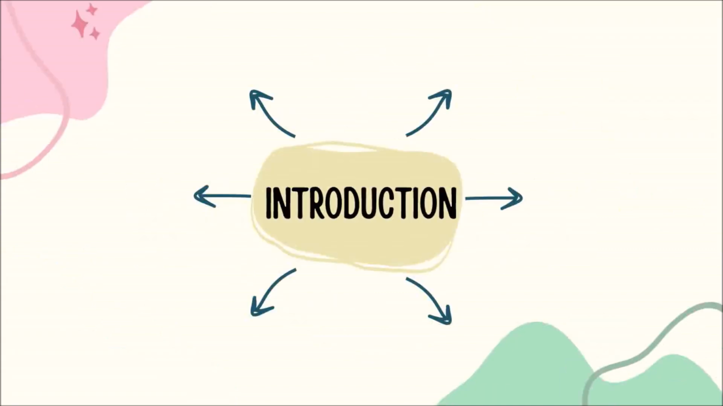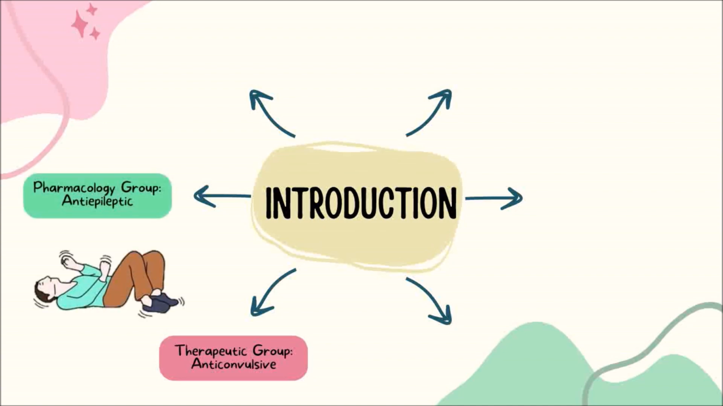Valproic acid is also known as valproate, sodium valproate, or magnesium valproate. It's an anticonvulsive and mood stabilizer medication. It's part of the anticonvulsive therapeutic group. It's part of the antiepileptic pharmacology group. It's formed by carboxylic fatty acids.